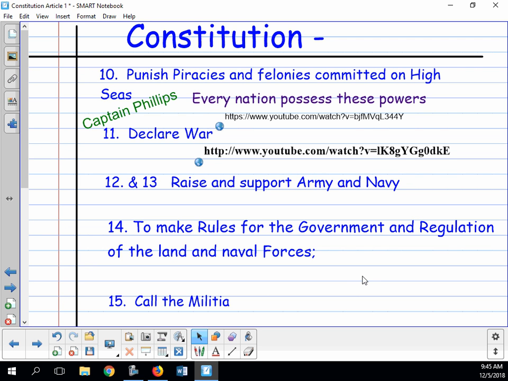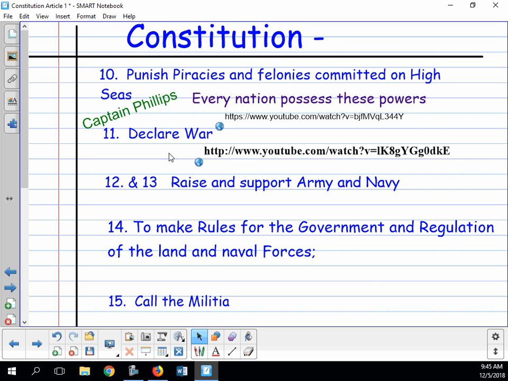Because there's no country that specifically has control of that particular area. The high seas are an open area, and if you are caught, it's a felony, and you can pretty much be in serious trouble for those.